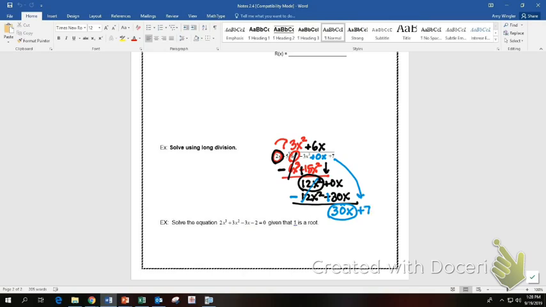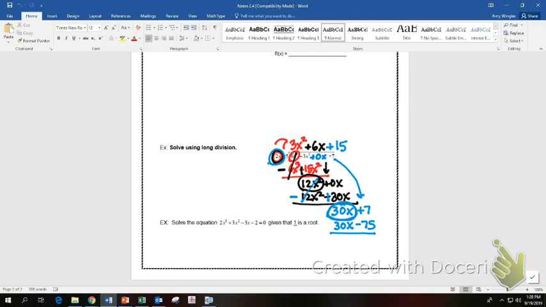So now you divide 30x by 2x, and that gives us 15. And you distribute the 15 to the 2x minus 5. So you get 15 times 2x, which is 30x, and 15 times negative 5, which is negative 75.